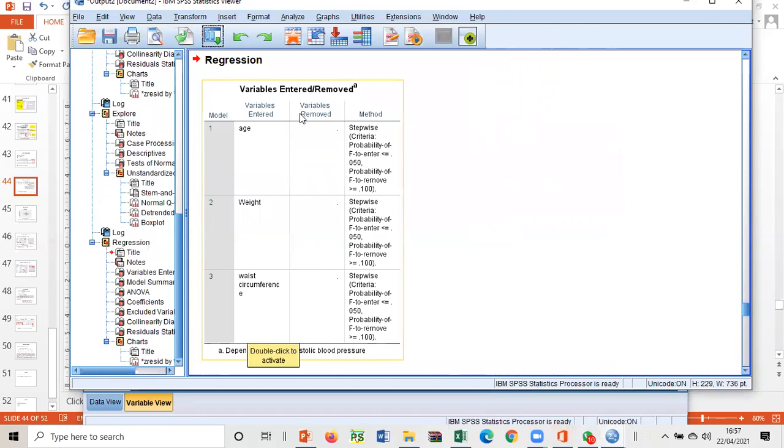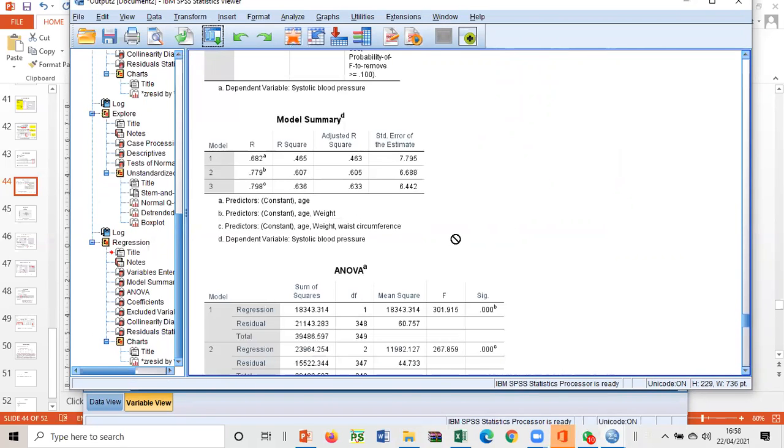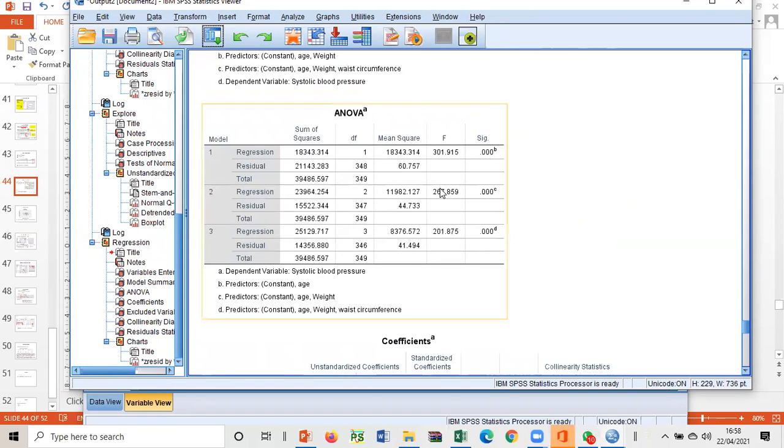So this tells you step by step. Model one refers to step one, age came in. Over and above age, next step, weight comes in. And the third step, waist comes in. BSA was not admitted. This is the model summary. The first model is age alone, 46.65%. Age and weight becomes 60.7%. Age, weight, and waist, 63.6%. You don't have to look at ANOVA.